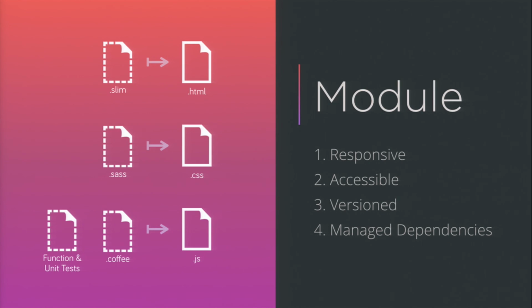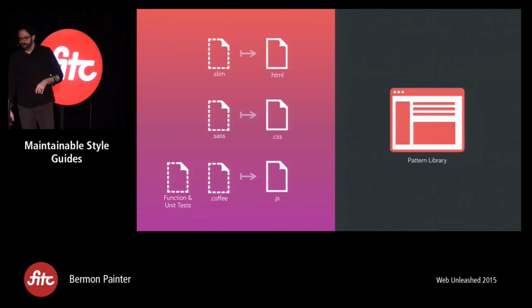And then the fourth, that pattern should be able to manage its own dependencies. I should be able to find those in the pattern and not really worry about it too much. I shouldn't worry about it conflicting with other things. It should be namespaced appropriately and manage its own dependencies. So that's, in Bermon's mind, what a module should be. That's how I define what those are.